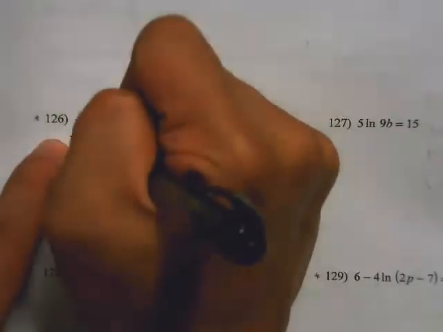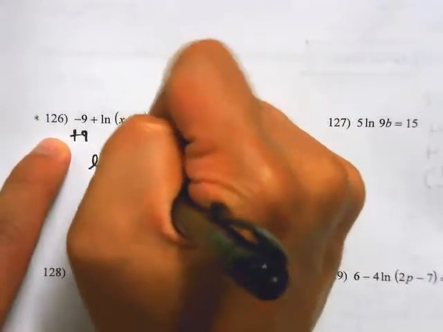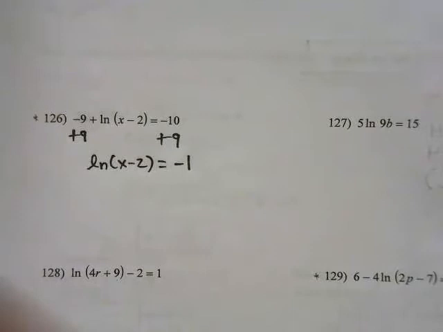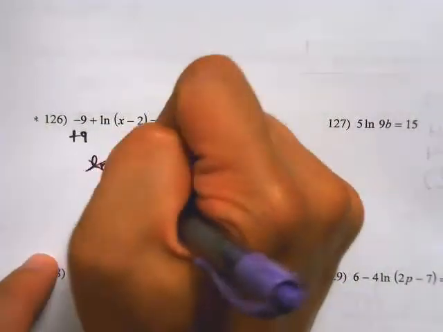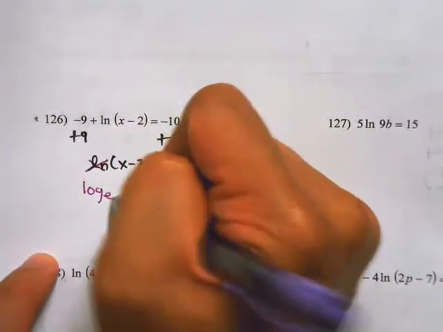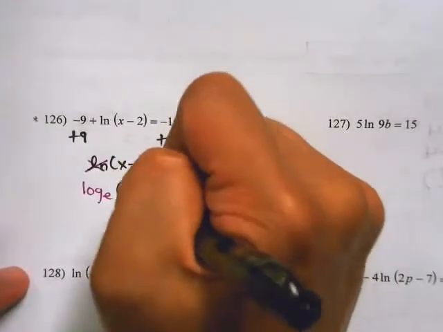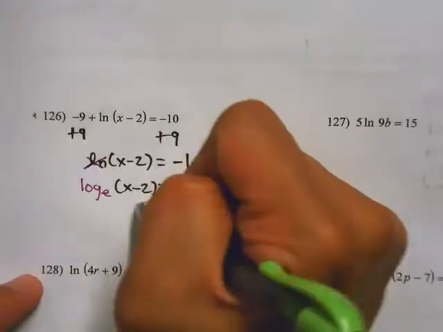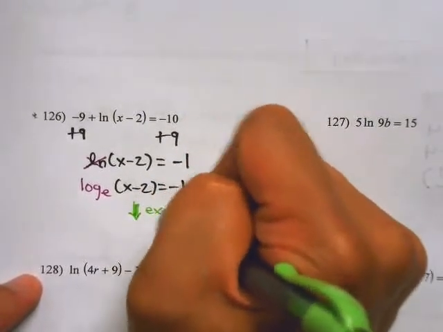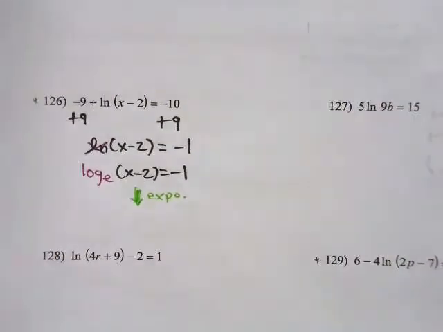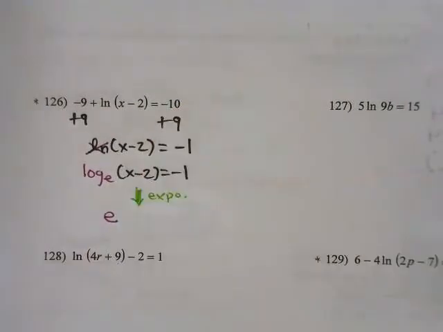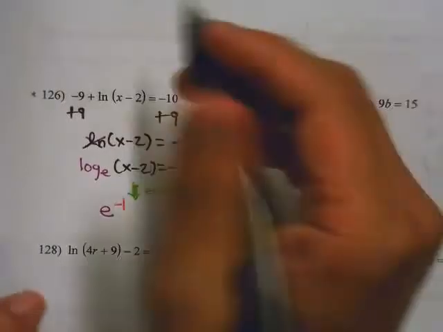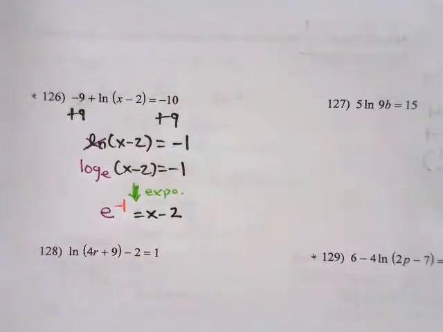Let's add 9 on both sides. Natural log of x minus 2 is equal to negative 1. And then I'm going to change this by definition. Remember, natural log is log base what? It is log base e. We have the log by itself. It is now safe to change this back into exponential form. So our base is e. What is our exponent? To the negative 1 is equal to our argument x minus 2.